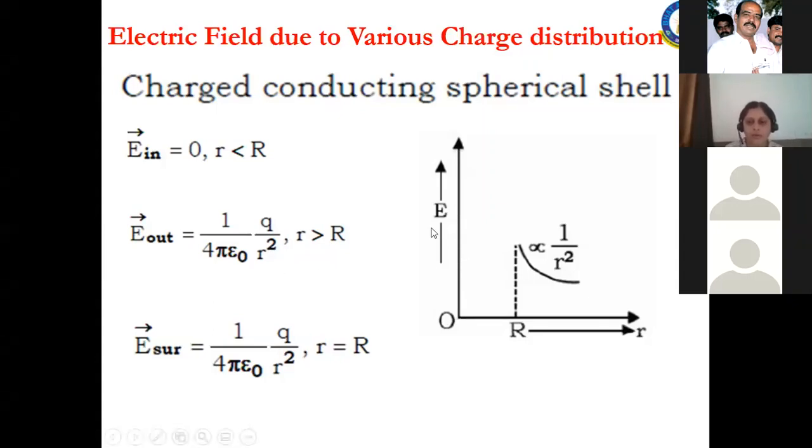So the electric field behaves the same as if the entire charge is concentrated at the center. And here see the graphical representation: for all values of small r from 0 to capital R, E is equal to 0. Then at R we have the maximum value. Beyond that the value goes on decreasing, E varying inversely proportional to r square.